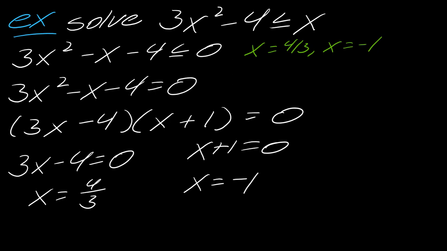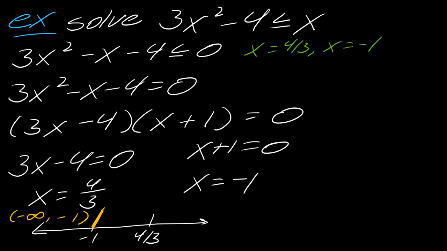So let's see, I'll put this here. So here's negative 1. Here's 4/3. And okay, so the first interval is going to go from negative infinity to negative 1. The next interval is going to go from negative 1 to 4/3. And then the last interval is going to go from 4/3 to positive infinity. So just take a second to make sure that that makes sense to you and that you're good on that.